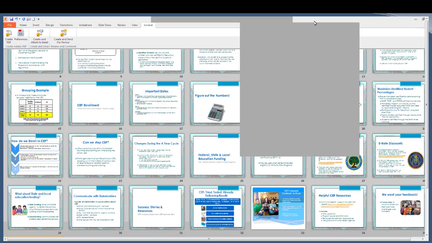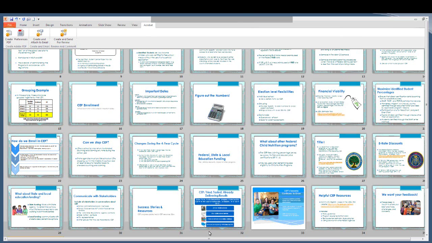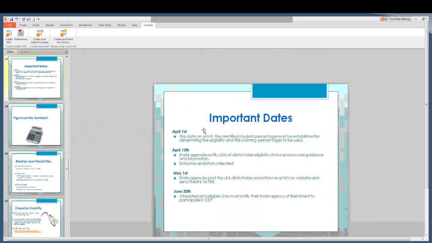Okay, next question is about the April 1st date and when numbers have to be submitted to the state agency. Can we go back to the important date slide? Someone's asking us to just re-review the important dates. So these are coming up.